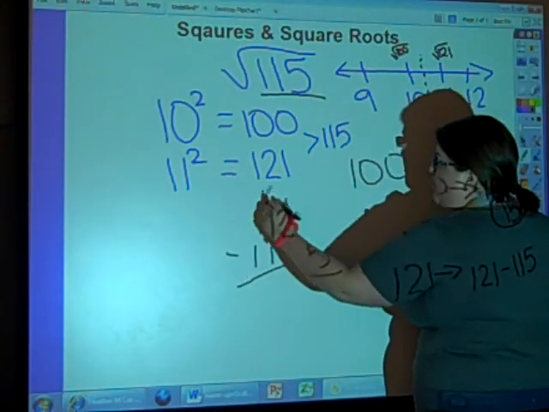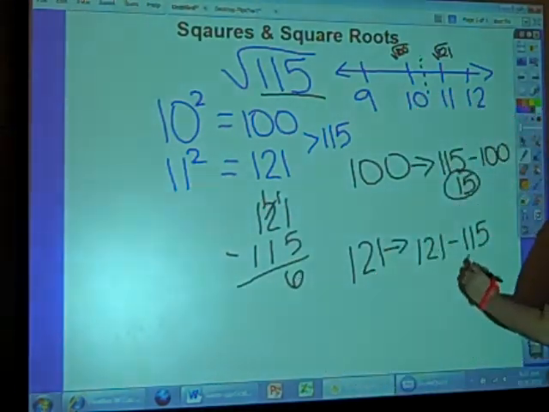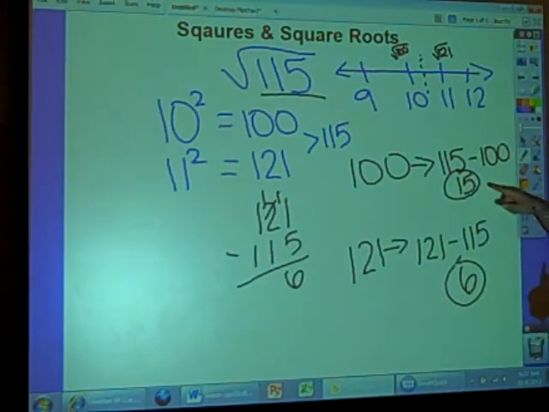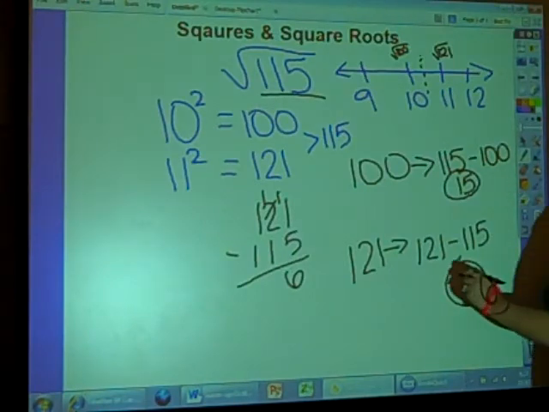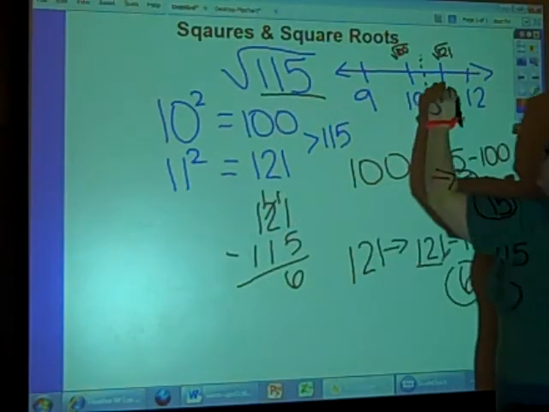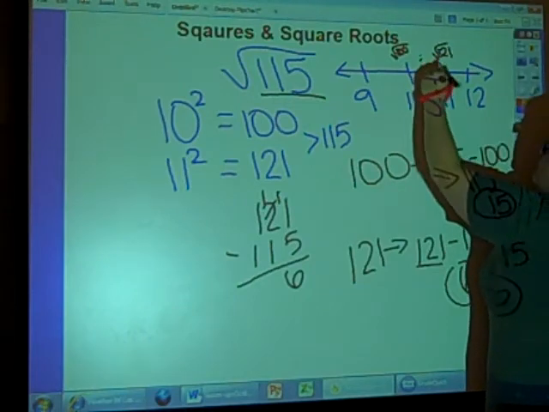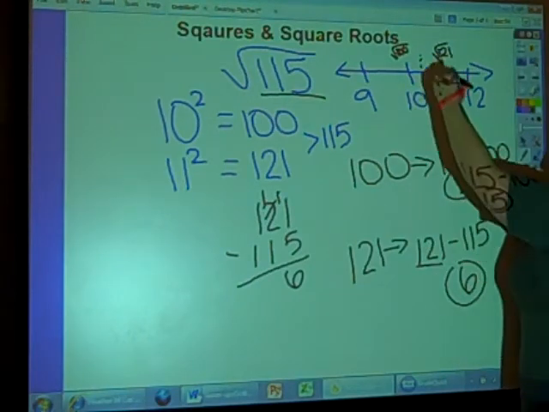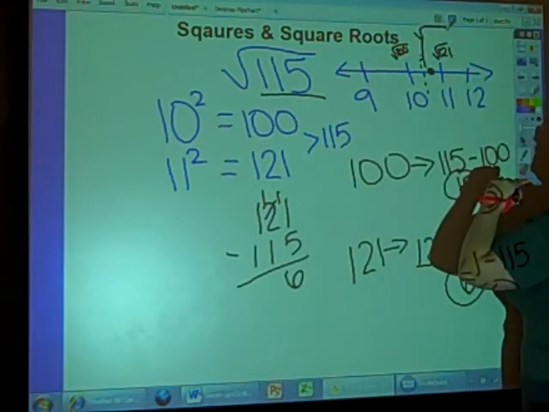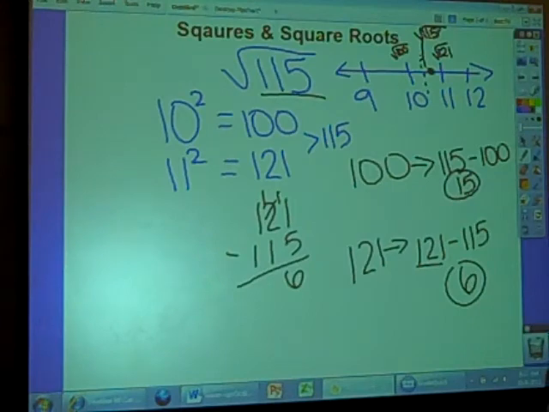Can't do, so we borrow and we carry. And it's 0, 0, so that's just a difference of 6. Well, 6 is smaller than 15. 6 went with the 121, and 121 was 11 squared, so it's going to be between the halfway mark and the 11, so anywhere in between there. We're going to plot the point, and then we're going to specify what that point is. And it's not 115, it's the square root of 115. So that's how you do that.